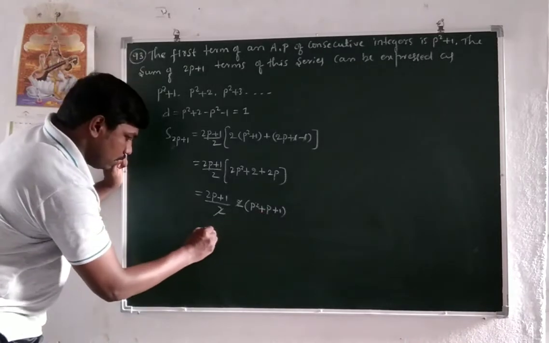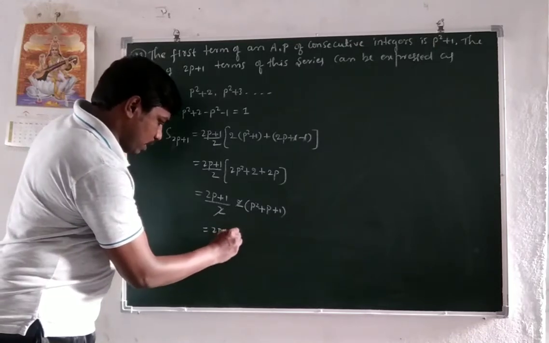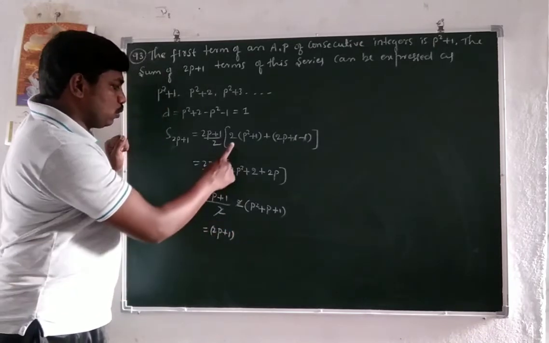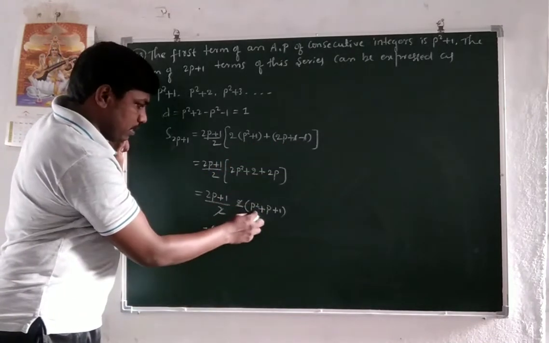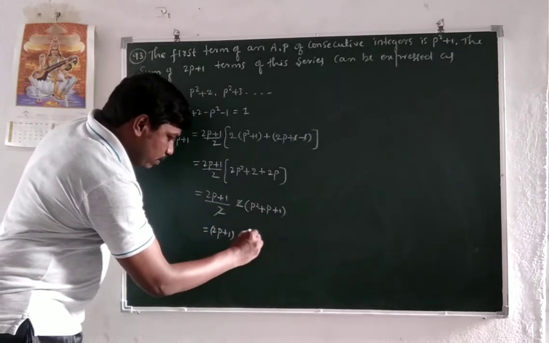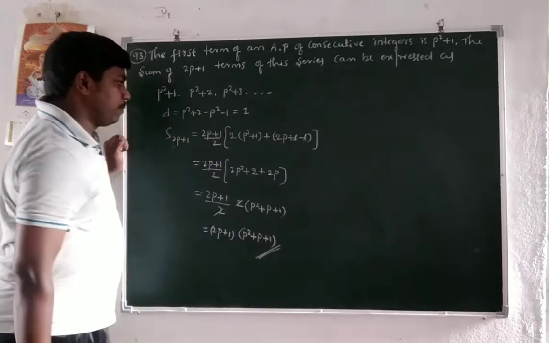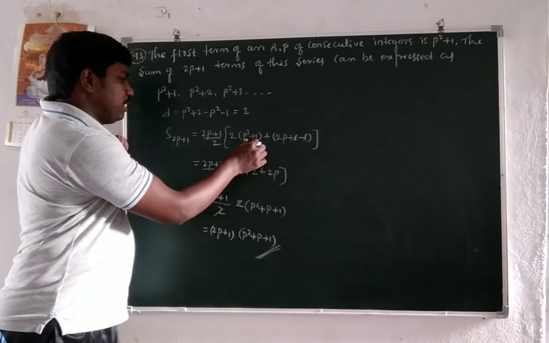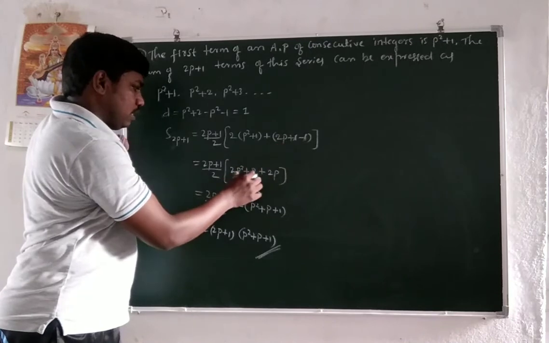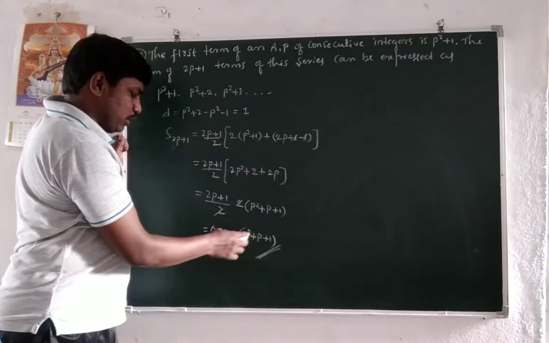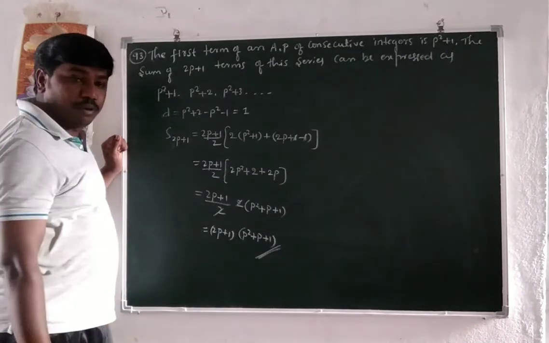So 2p plus 1 into 2p square plus 2 plus 2p; 2 is the common factor. So 2 into p square plus 1 plus p, the 2 gets cancelled, and we get 2p plus 1 into p square plus p plus 1. This is the sum of 2p plus 1 terms.